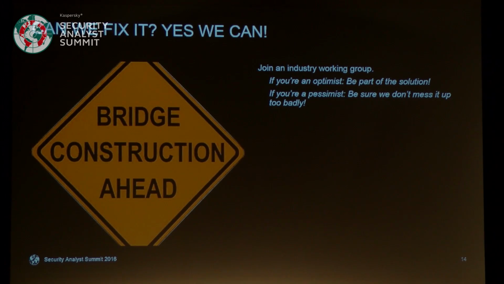Join an industry working group. If you're an optimist, come help us make the problem better. If you're a pessimist, make sure we don't screw it up. There are a number of things you can do to get involved. The Department of Commerce has brought together a multi-stakeholder group of people to talk about vulnerability disclosure. At the time, there were a ton of tweets about, really, we're still talking about this? Yes we are, because it's not working.